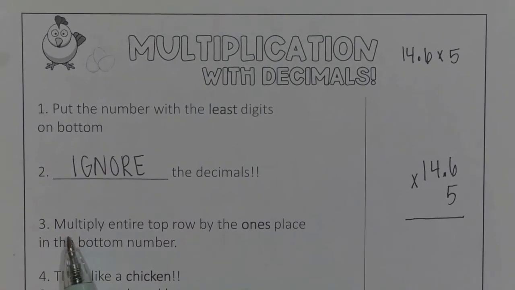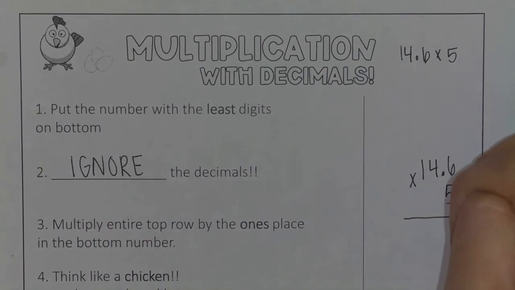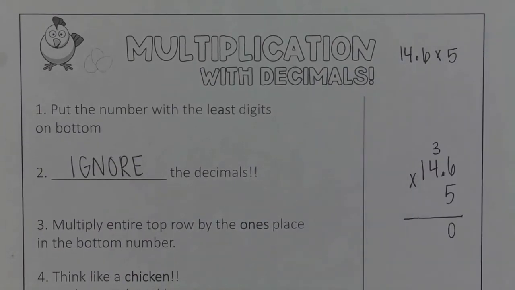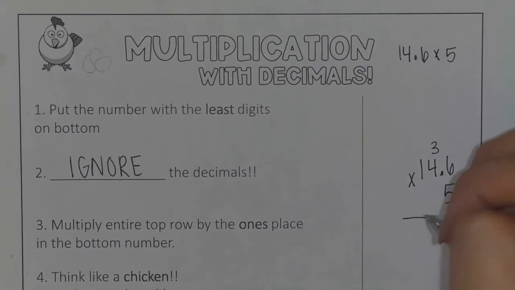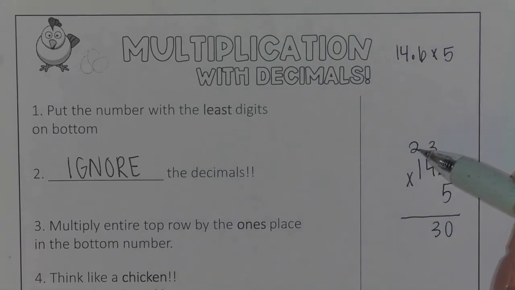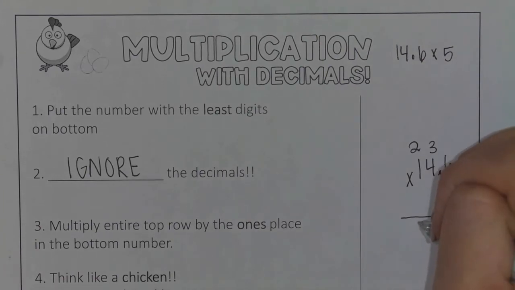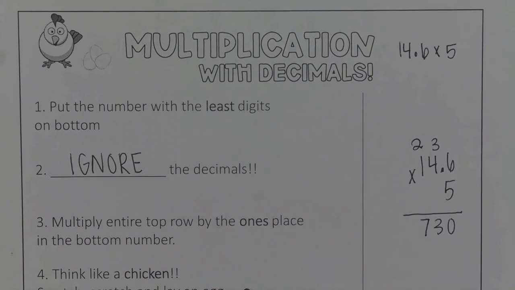Just like normal multiplication, I'm going to multiply the entire top row by the 1s place on the bottom number. So I have 5 times 6, which would give me 30. So I'm going to write the 0, carry the 3. I have 5 times 4, which would give me 20, plus 3 more for 23. So I'm going to write the 3, carry the 2. And then I have 1 times 5, which gives me 5, plus 2 more, which gives me 7. Okay, now we've got some other stuff on here we're going to ignore.